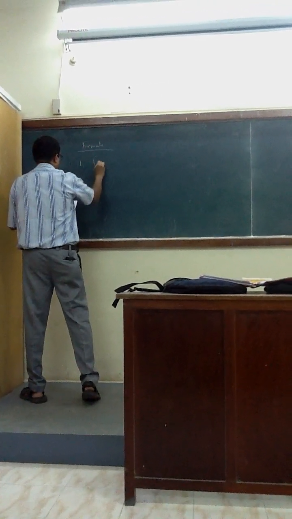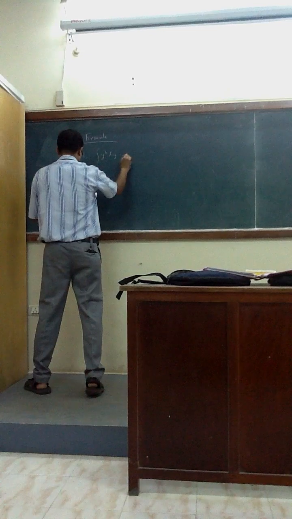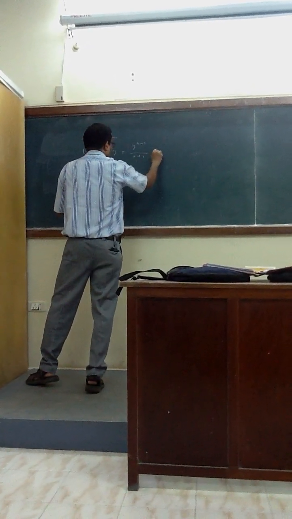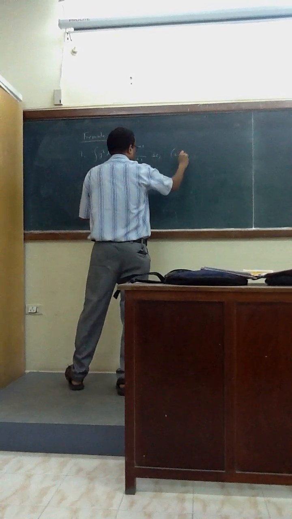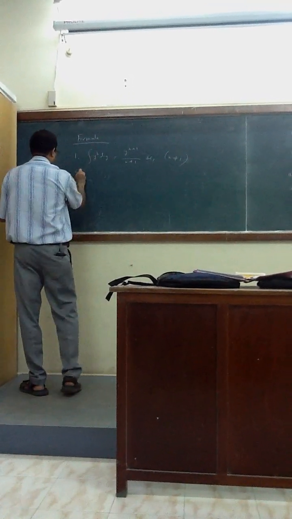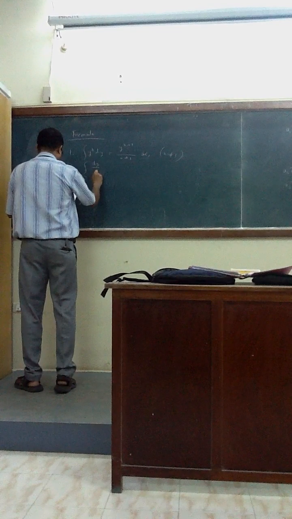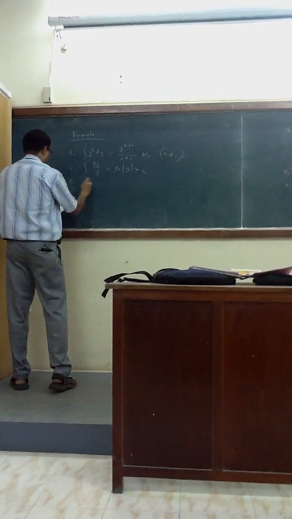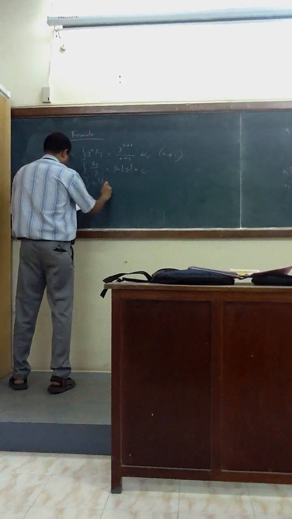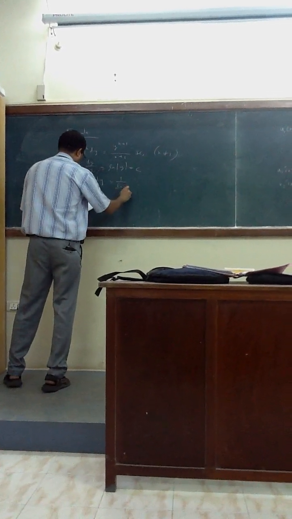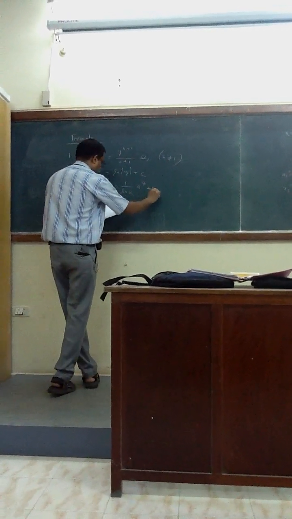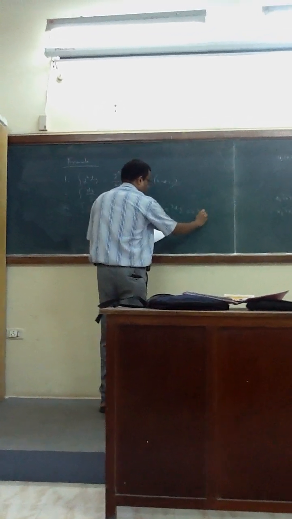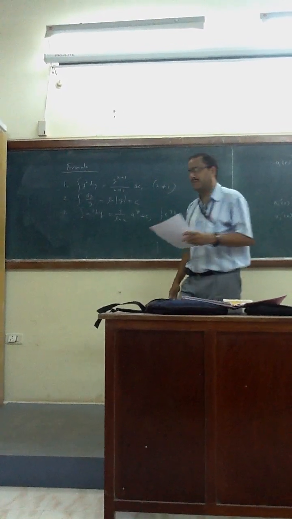Number 1, integral y^n dy is y^(n+1)/(n+1) plus c, the integration constant, where n is not equal to -1. The second formula is very easy: integral dy/y is ln|y| plus c. Third formula, integral a^y dy is (1/ln a) a^y plus c. Similarly, integral e^y dy is e^y plus c. These are all known formulas, right? We have seen this kind of formula.